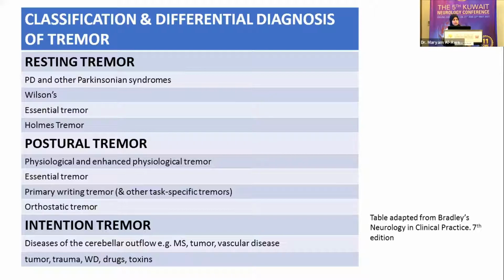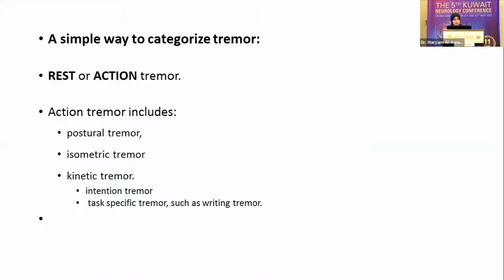This is one table which describes tremor in terms of the activation condition, and divides it into resting tremor, postural tremor, and intention tremor. And of course, you can see the wide list of differential. For example, resting tremor is mainly due to Parkinson's disease, but there are other diseases as well. Postural tremor includes physiological and enhanced physiological tremor, as well as essential tremor and primary writing tremor. As for intention tremor, it usually involves diseases of the cerebellum or cerebellar outflow tracts, and can be due to multiple disorders like MS or vascular disease.